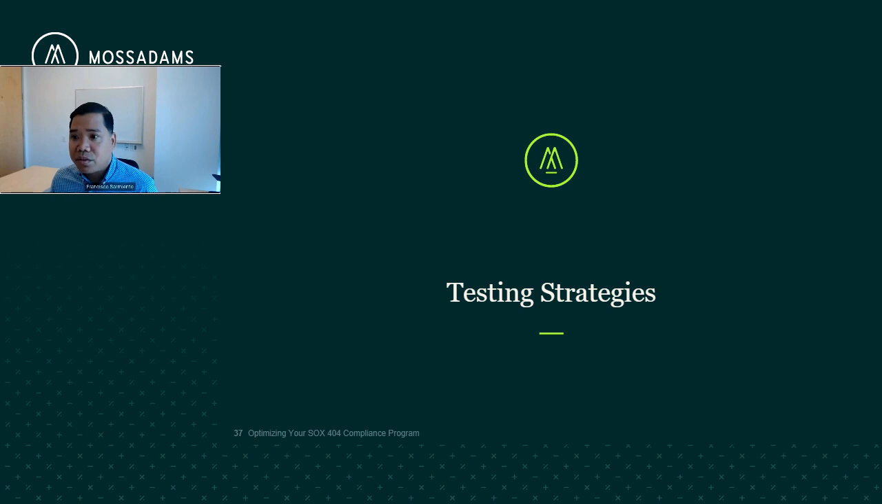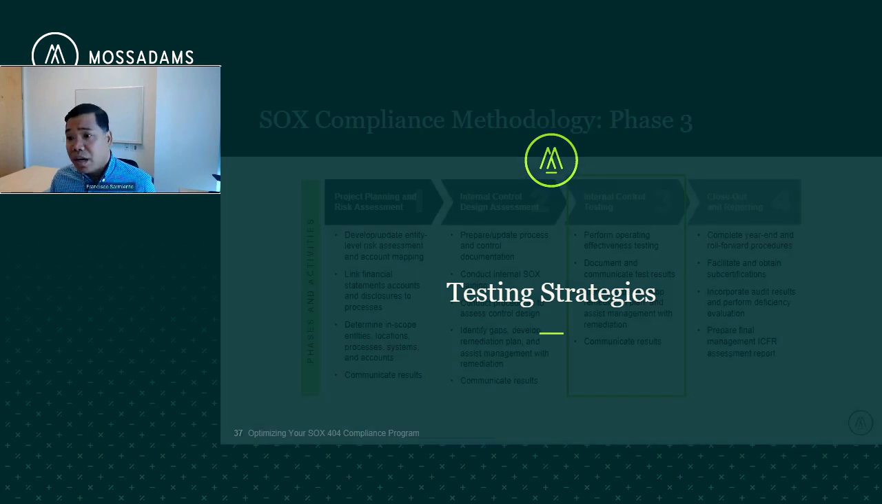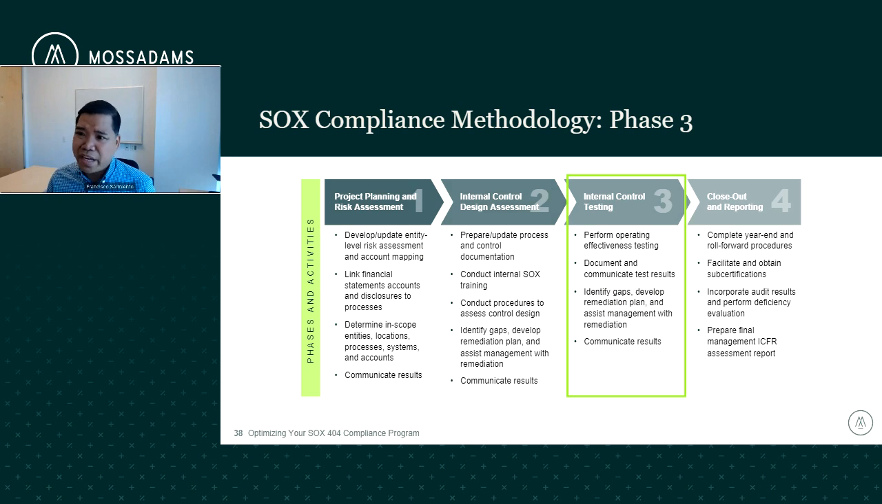Okay, so we'll jump into the testing strategy. Phase 3, this is an area wherein we spend a lot of time with the SOX 404. This is where most of the cost is, because the number of controls pretty much dictates the number of hours that we spend in executing or complying with the SOX 404 compliance program. So this is an area wherein there could be a lot of time savings.